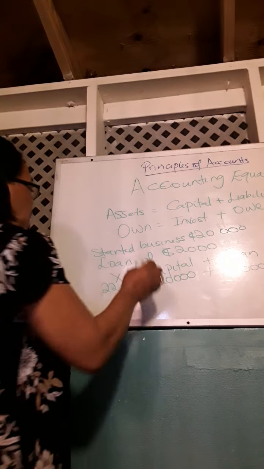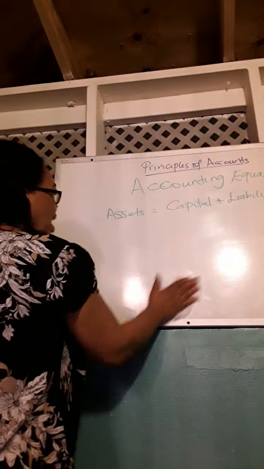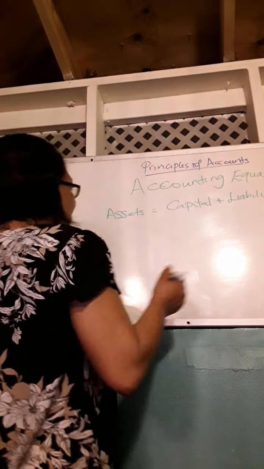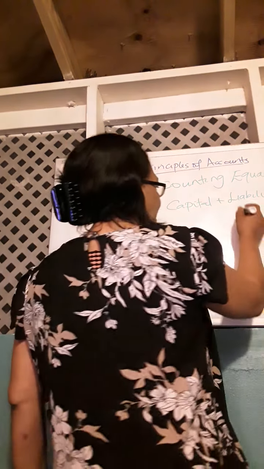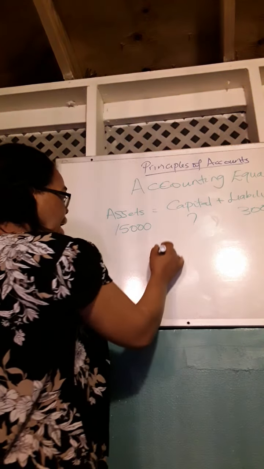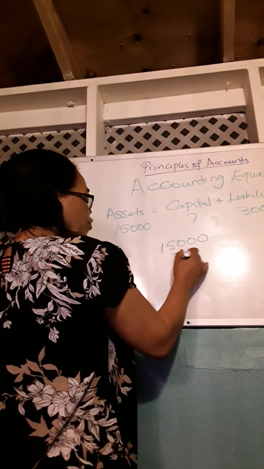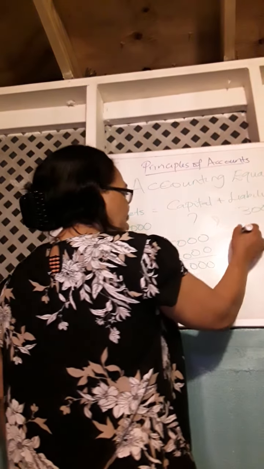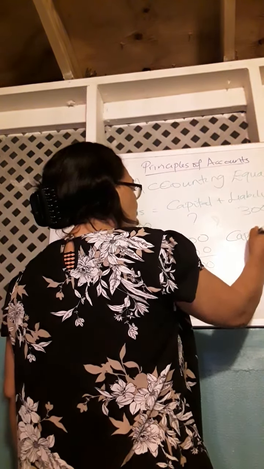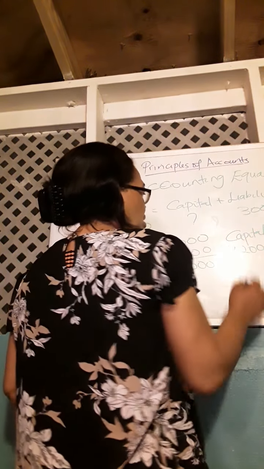Now, any of these they can ask us for. They could give us a question and we are asked to find any of these. So if, for example, I tell you that my asset is $15,000, and I tell you that my liability is $3,000, and I ask you, so what is my capital? All I have to do is take 15,000 and subtract 3,000 from that, and I am left with 12,000. So my capital is $12,000, the amount I invested in the company.